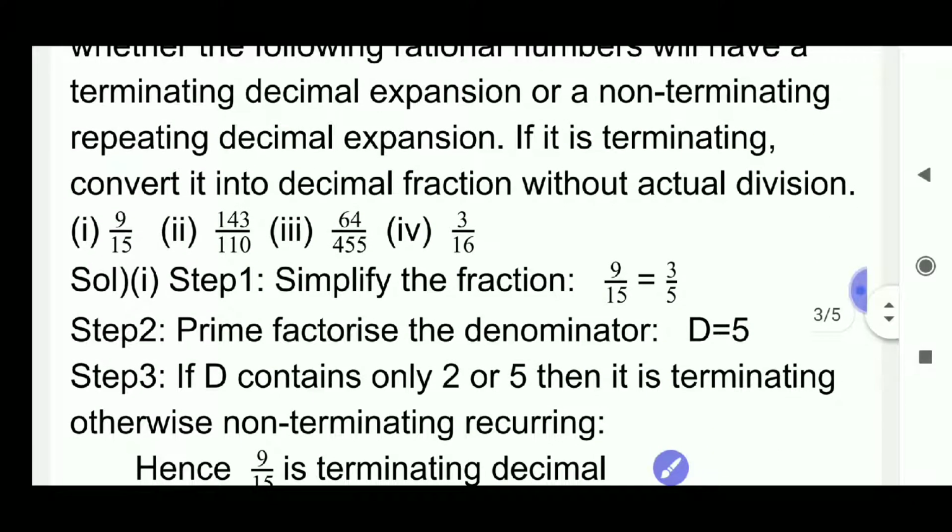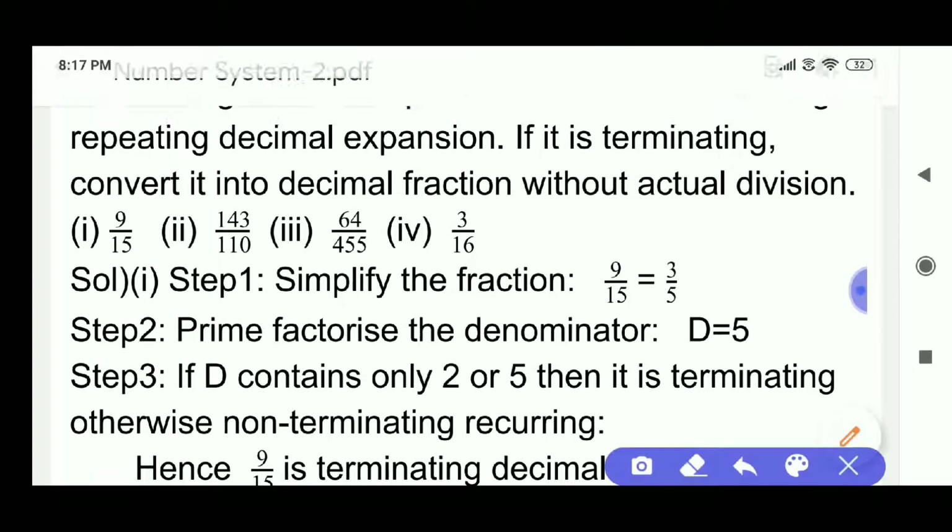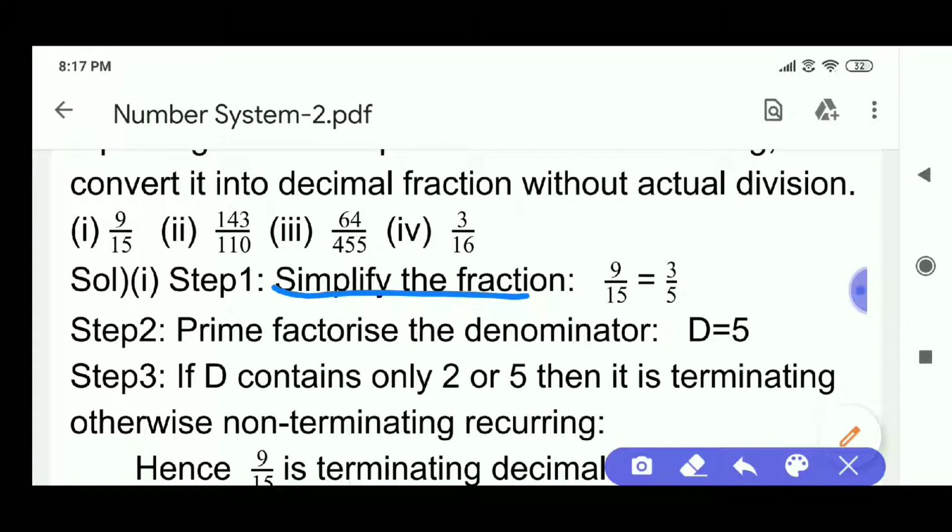Now, the first question is 9 by 15. Step number 1, simplify the fraction. 9 by 15 becomes 3 by 5. Now, prime factorize the denominator. The denominator is 5. It is already a prime number, so we need not further prime factorize it.